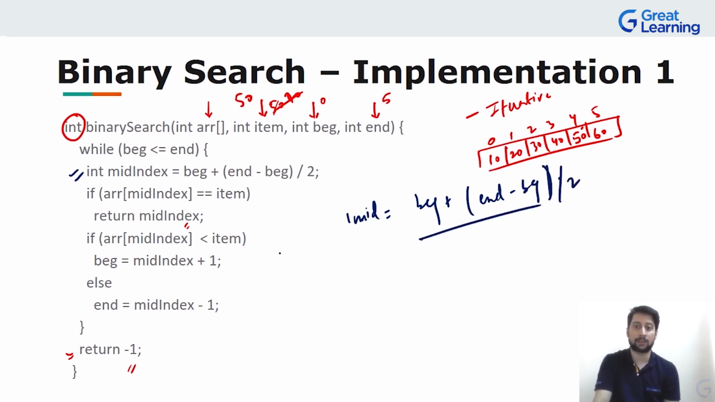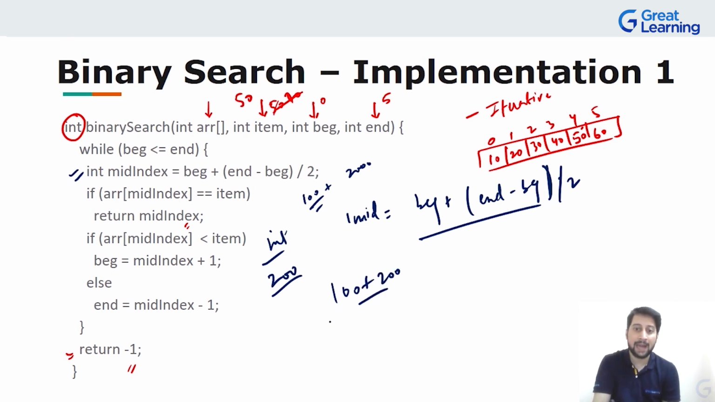Now why are we doing this? Let's suppose the integer is of size 200, and the beginning is, let's suppose, 100 and end is 200. Okay, so in this case, the beginning plus end, that is 100 plus 200, when we add comes out to be 300. Then we divide it by 2, right? But this 300 makes this go out of the range. Now this is an overflow condition.